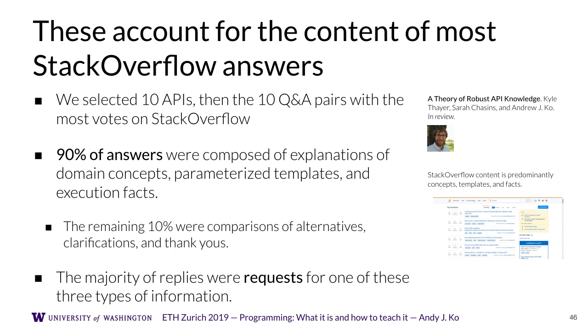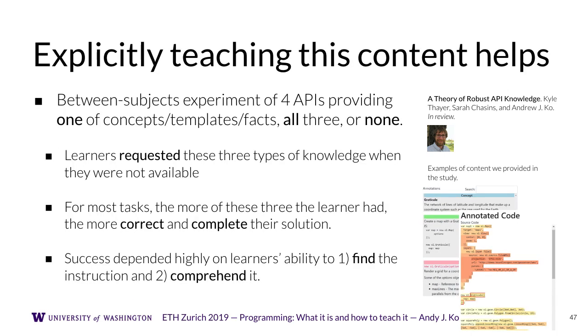Now, that first study established that this is important content. What is the effect of providing this content at different degrees? So we ran a between subjects experiment across 4 APIs. And we had several conditions. One where there was one of the three kinds of knowledge, concepts, templates, or facts. A condition where all three were provided, and a condition where none were provided.